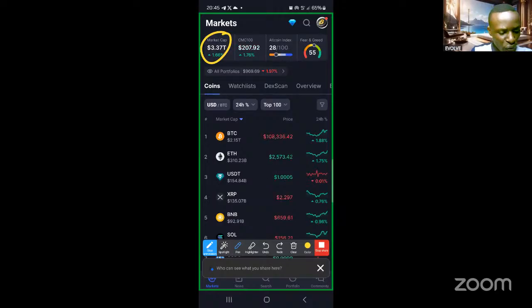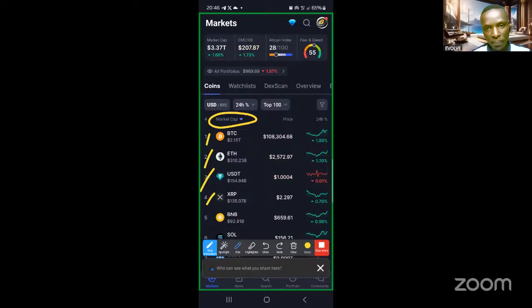Bogere, if yours is not in order, you will come and tap on market cap. You tap on market cap so that you see Bitcoin is number 1. You will see these numbers in order. These numbers must be in order, 1, 2, 3, 4, to the last one.